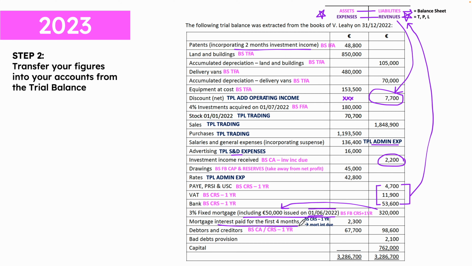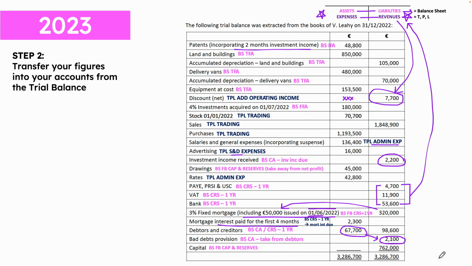Okay. So that is that. Bad debts provision is going to come away from your debtors figure. So that 2,100 of the 67,700 debtors that they have, they are assuming that 2,100 is not going to be received from those debtors. It's just to take care when they're preparing their balance sheet to show that your debtors aren't actually 67,700. They might be a little bit less. So we're just providing for that here.